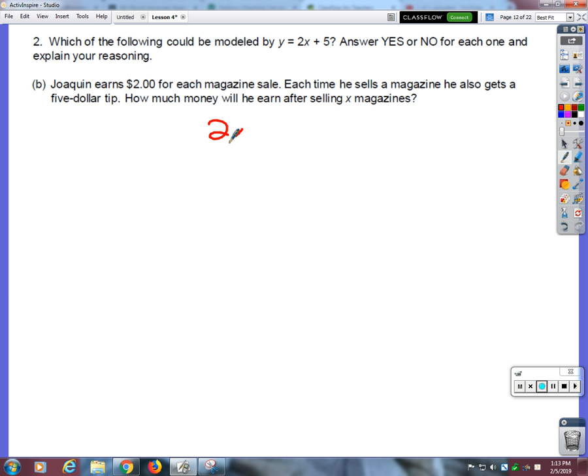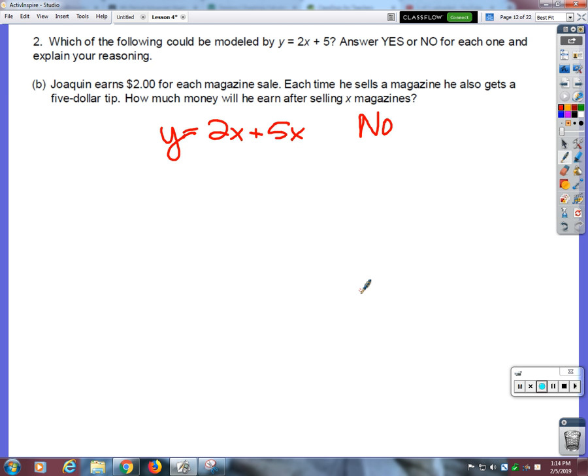Okay, 2 times the number. There you go. $5 tips on each magazine that you sell. Yeah, so each time he sells a magazine, he also gets a $5 tip. That means you get $2 per magazine plus another $5 for each magazine.